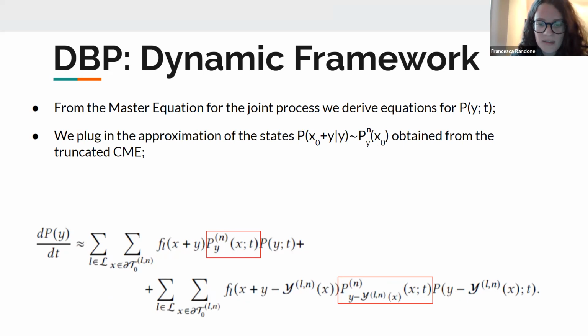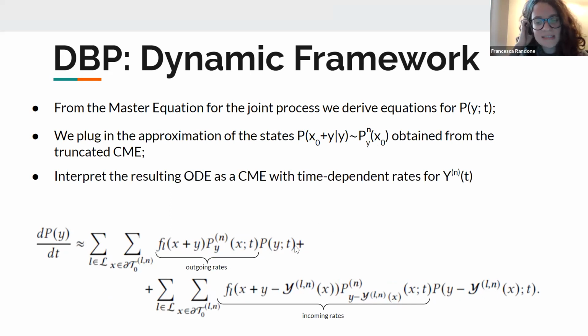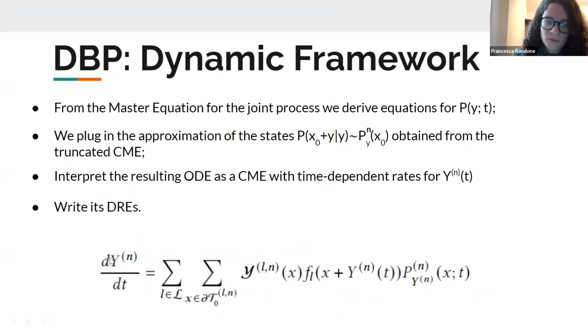And once we do this, the resulting equation for y can be seen as a master equation for a process. Actually, this is a process for which the rate functions are time dependent because they depend on these probabilities, but it is a perfectly fine Markov population process for which we can derive a deterministic equation. And this is what we do. We write the deterministic equation for y, and we get this system of equations depending on the approximated probabilities.